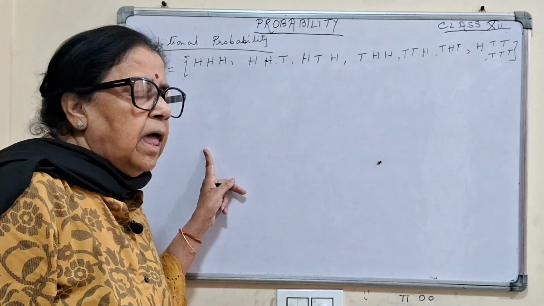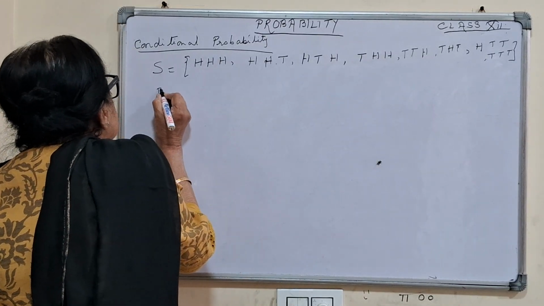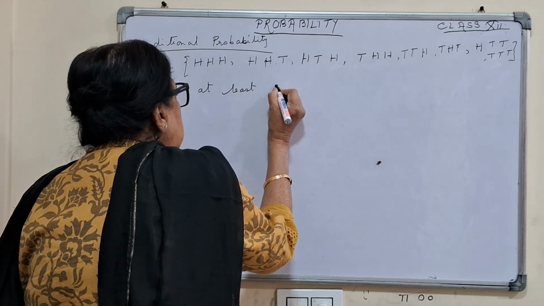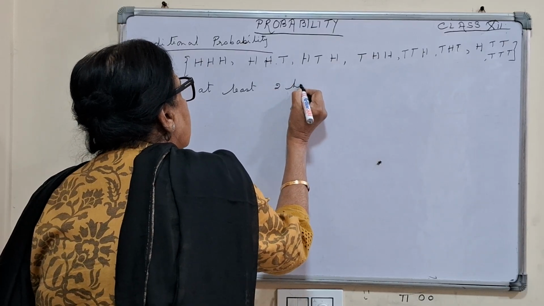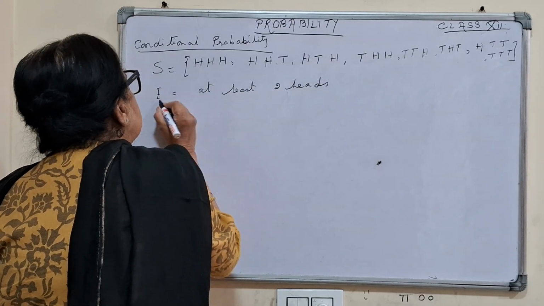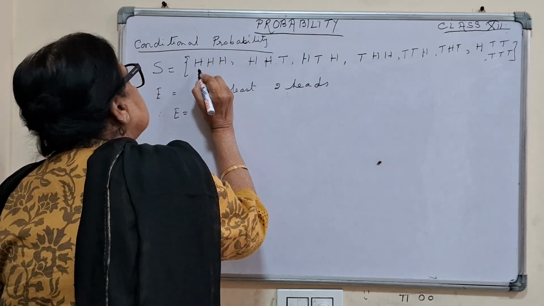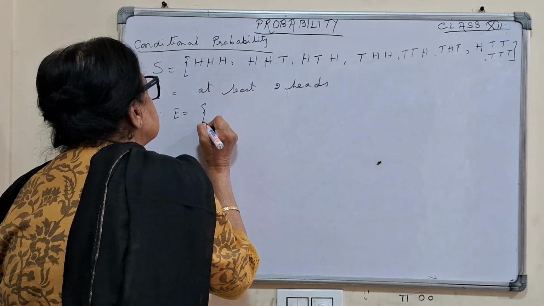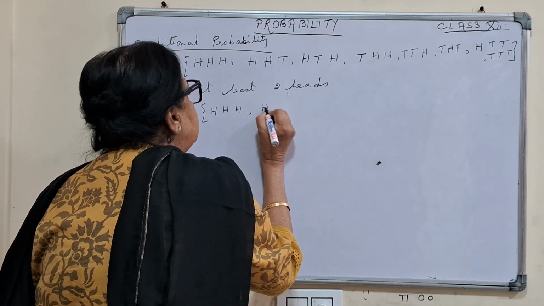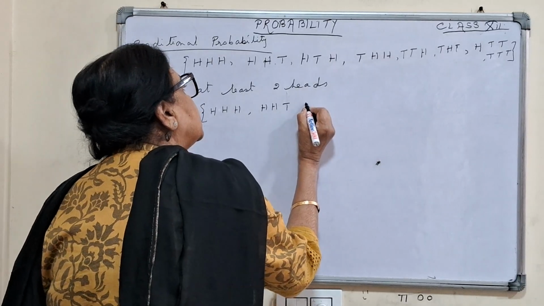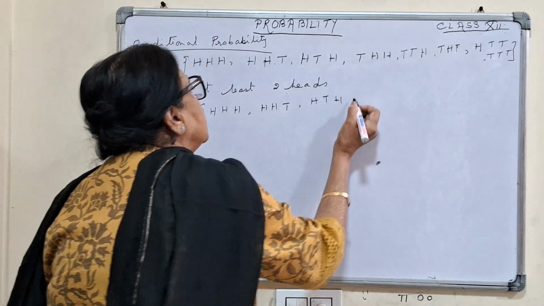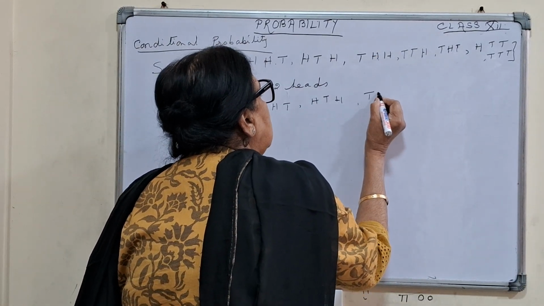This is called the sample space. Now, if E is the event at least two heads, then E is equal to: head, head, head, which is 3 heads. Then head, head, tail. Then two heads here: head, tail, head. And the other one is tail, head, head.